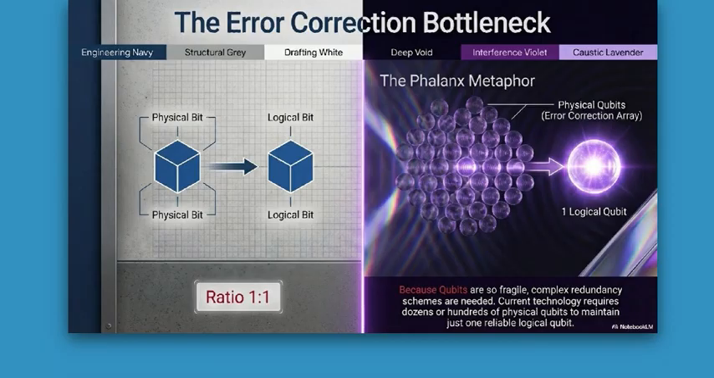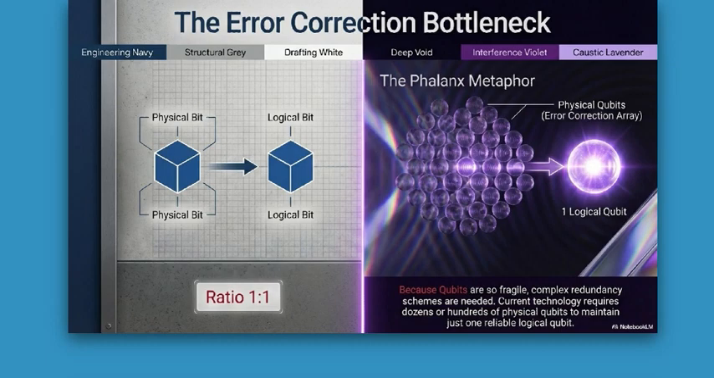And because they are so insanely fragile, we hit a massive bottleneck. Slide 10 calls it the phalanx metaphor. What does an ancient Greek army have to do with quantum computing? It is about protection. In classical computing, the ratio is 1-to-1. One physical bit gives you one logical bit of data.